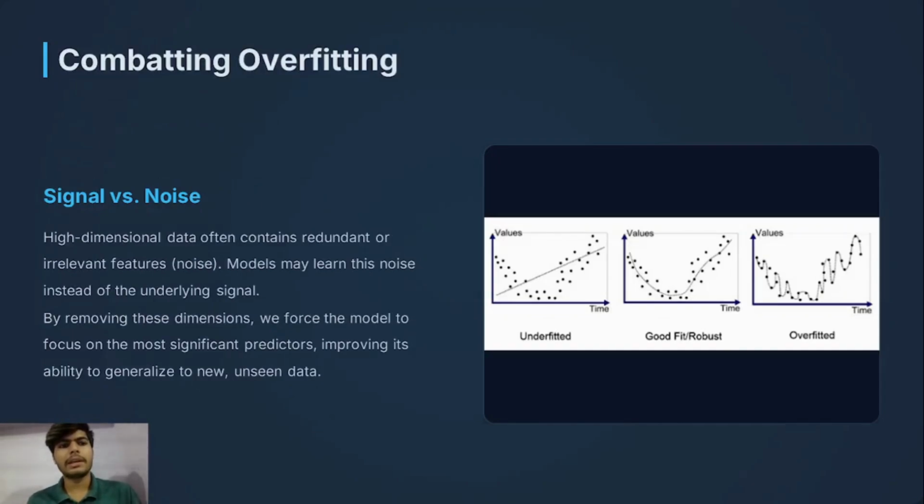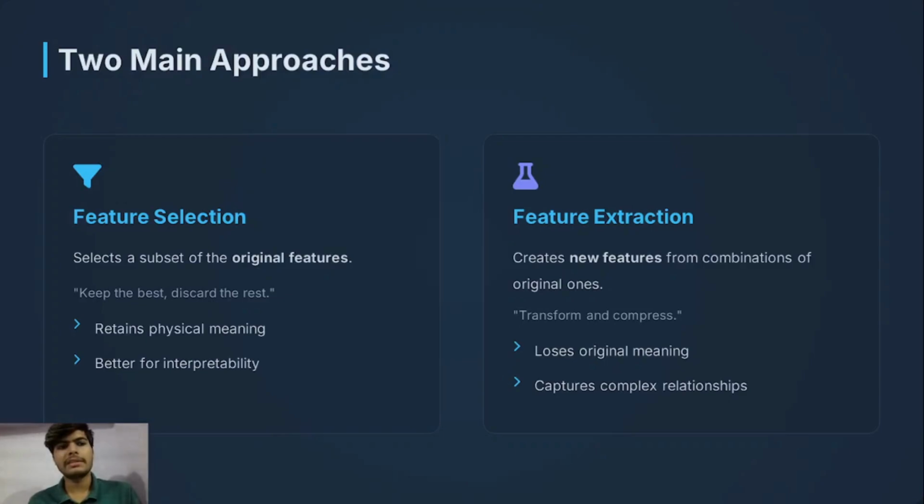Combating overfitting. Signal versus noise. High dimensional data often contains redundant or irrelevant features, noise. Models may learn this noise instead of the underlying signal. By removing these dimensions, we force the model to focus on the most significant predictors, improving its ability to generalize to new unseen data. The two main approaches are feature selection and feature extraction.